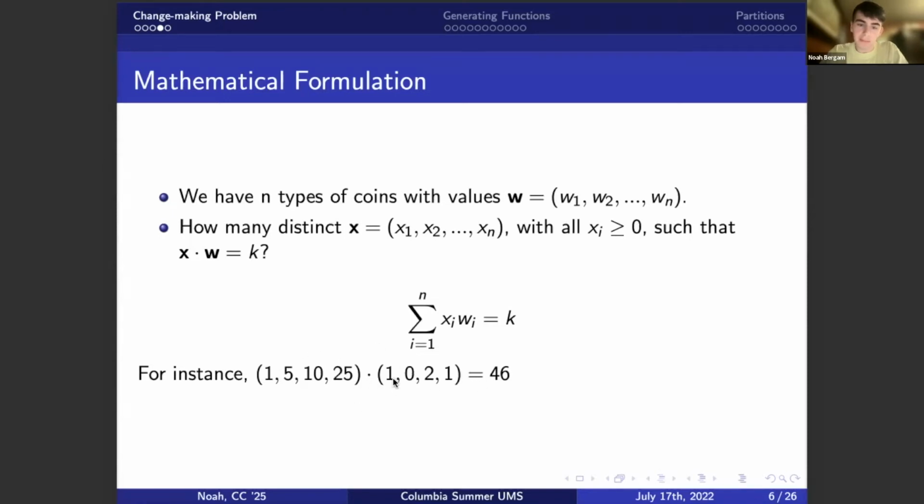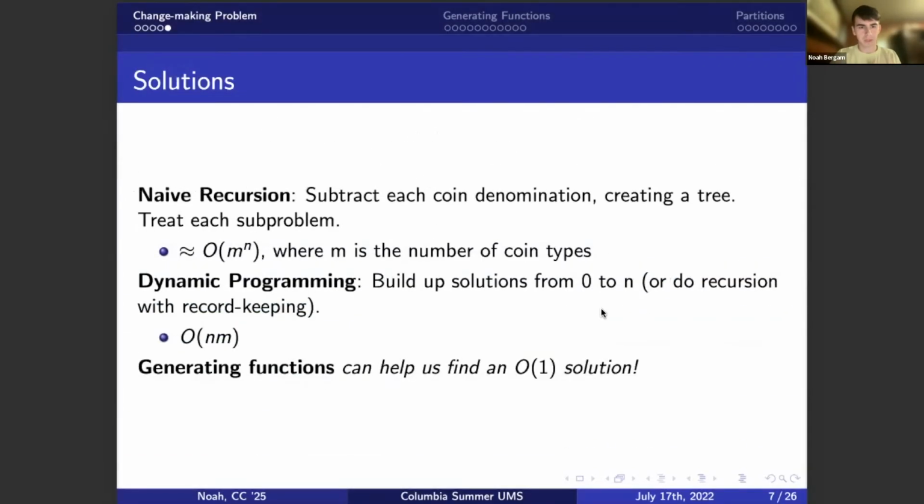And if you take the dot product of these 2 vectors, which is essentially this operation, you just add the corresponding terms, then you get 46 cents. So this is all just kind of priming you for understanding this problem well.